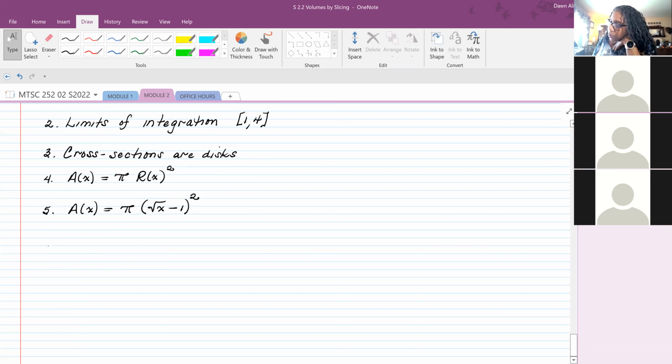So therefore my volume, the integral from 1 to 4 of pi times the square root of X minus 1 squared dx. And that integral turns out to be 7 pi over 6.